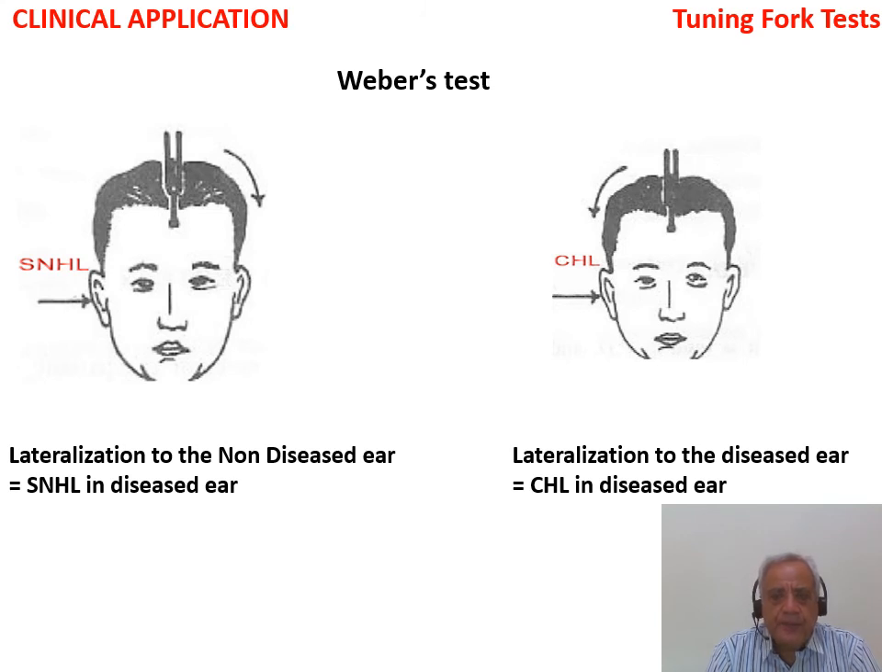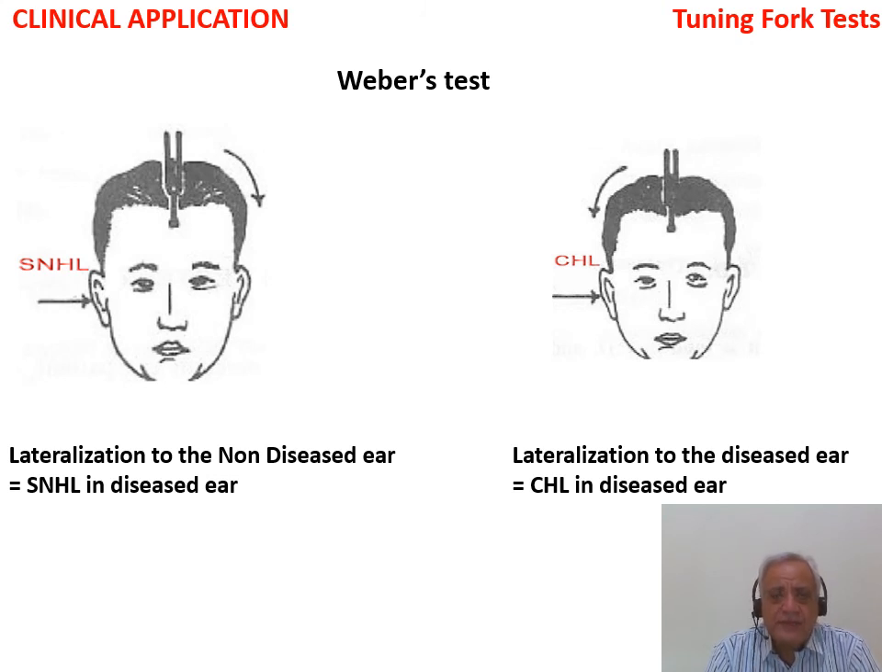Now, this patient is complaining of hearing loss in the right ear. When you place the vibrating fork over the forehead in the middle, you will see the patient is hesitating. Why is he hesitating? Because he is hearing by his diseased ear. He is coming complaining that he does not hear by the diseased ear, but when you place this tuning fork, he is hearing by the diseased ear. This is why he is hesitating.